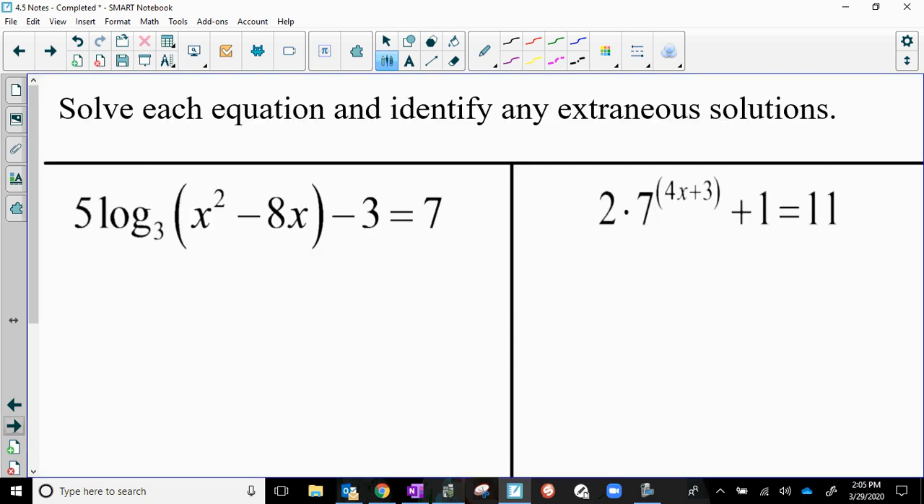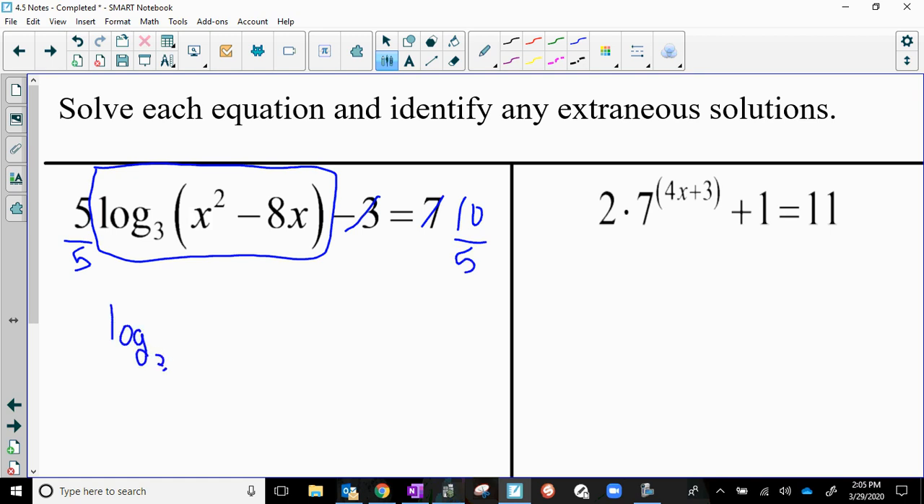So let's go ahead and start with the logarithm. What we're going to do is try to get this by itself because then I can convert using the definition. So I'm going to add 3 first. Then I'm going to divide by 5. So we have log base 3 of x squared minus 8x equals 2.